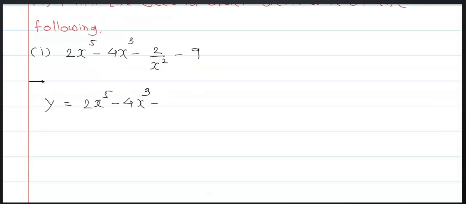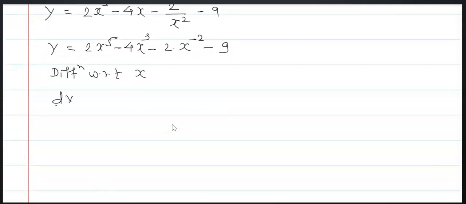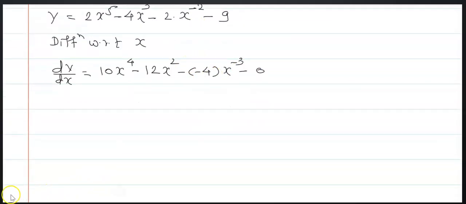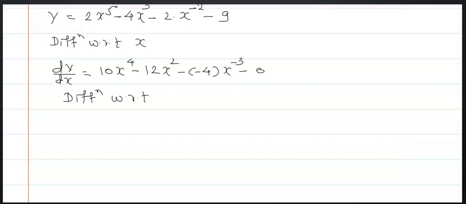Now differentiate this with respect to x. Therefore, dy by dx is equal to 10x to the 4 minus 12x squared minus 2 into minus 2 and x raised to minus 3, and the derivative of the constant is 0. What is the derivative of x raised to minus 2? This is minus 2 into minus 2, that will become minus 4, and x raised to minus 3. The derivative of the constant is 0. And that's why the derivative is 10x raised to 4 minus 12x squared. Minus minus will become plus 4x raised to minus 3.